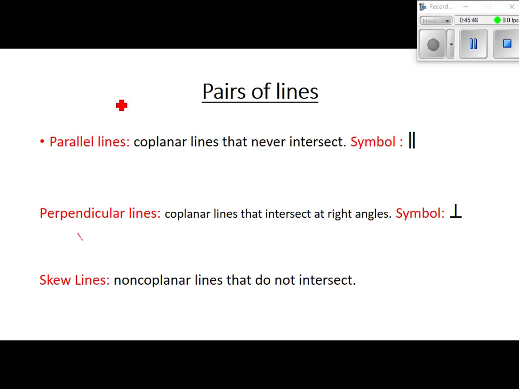See. First one, parallel lines. Key idea with parallel lines. This is what you learned in the past. Lines that never intersect. That's wrong. We learned earlier this year. Those lines have to be what? Coplanar. What's coplanar mean again? On the same plane. They got to be on the same plane. So they have to be coplanar.